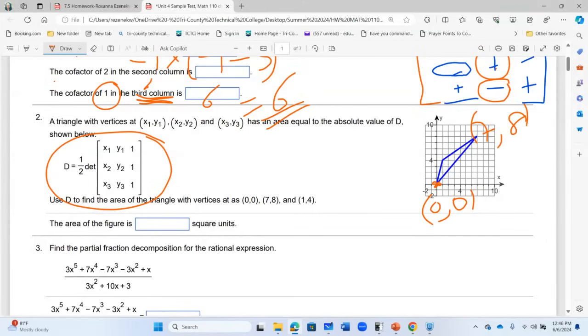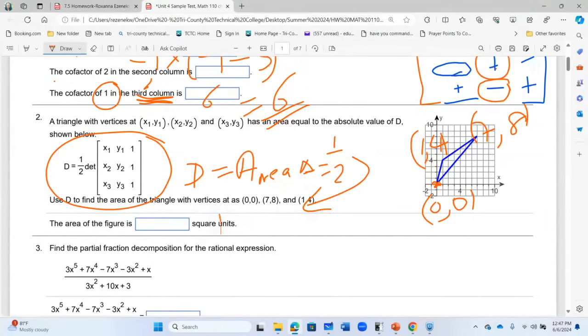The point 1, 4 is right here. 1, 4. Okay, so I'm going to use the determinant, which is the same as the area of the triangle. The area of the triangle is equal to 1/2. I'm going to write that determinant here.